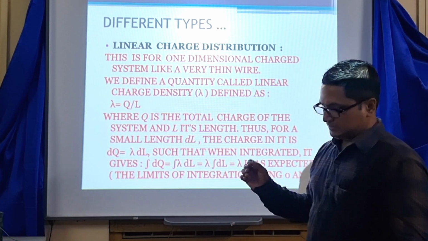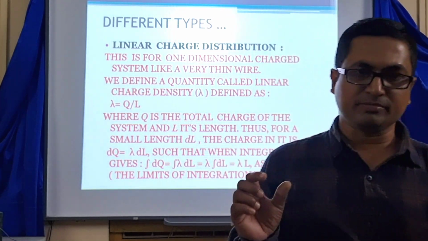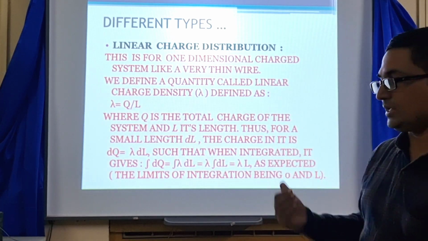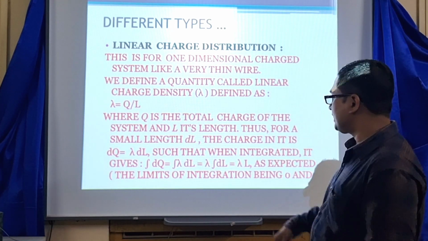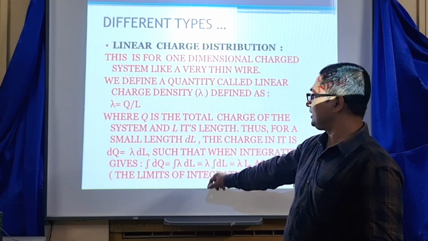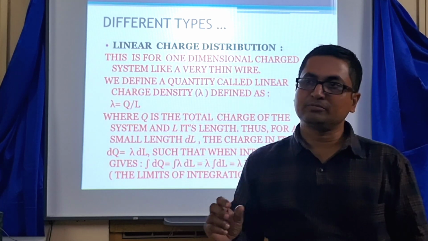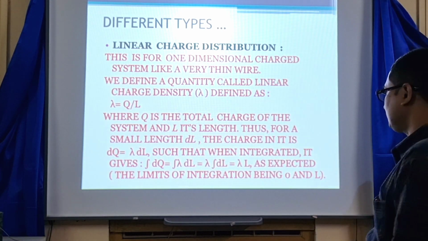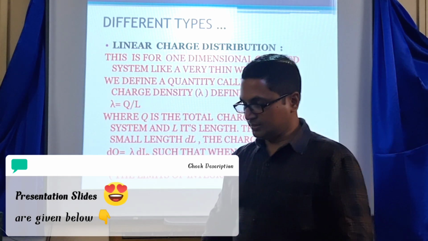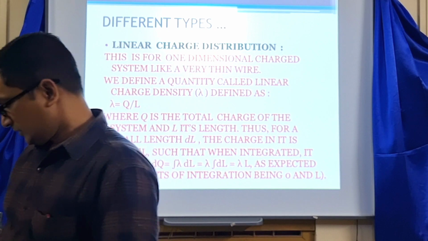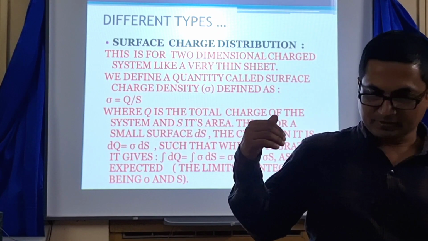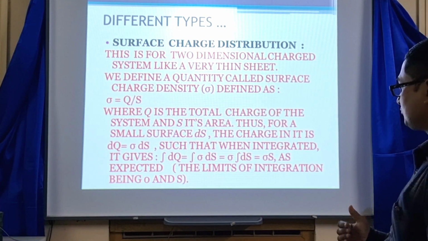Next, since we are getting the charge within the small element dl, when we talk about the total charge within the whole length, we have to integrate, and integrating gives lambda L, and the limits for this will be 0 to capital L, where 0 is the minimum length of the wire, and capital L is the maximum length of the wire. So this ultimately gives us the definition of lambda, as we expect.